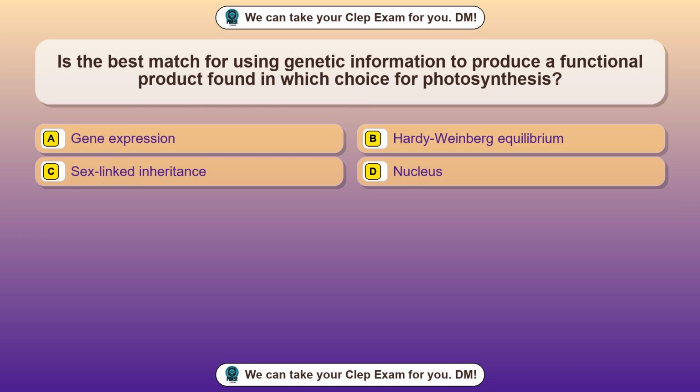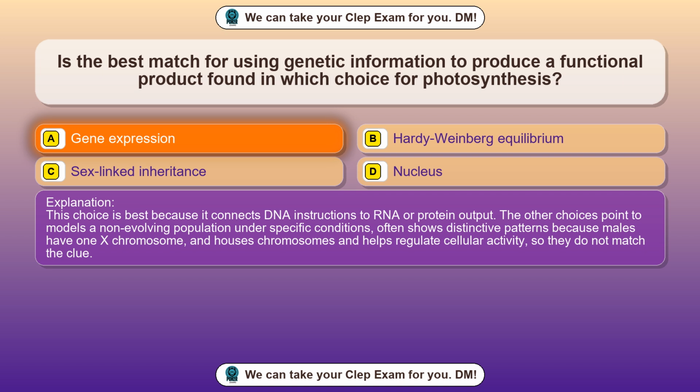Question 25. Is the best match for using genetic information to produce a functional product found in which choice for photosynthesis? Option A, gene expression. Option B, Hardy-Weinberg equilibrium. Option C, sex-linked inheritance. Option D, nucleus. The correct answer is option A, gene expression. This choice is best because it connects DNA instructions to RNA or protein output. The other choices point to models a non-evolving population under specific conditions, often shows distinctive patterns because males have one X chromosome, and houses chromosomes and helps regulate cellular activity, so they do not match the clue.